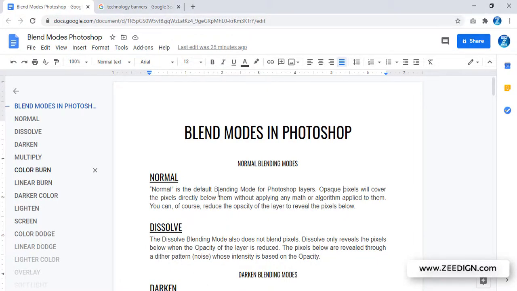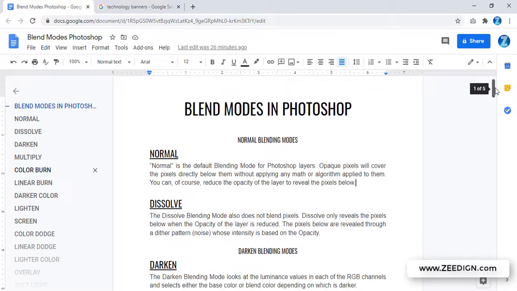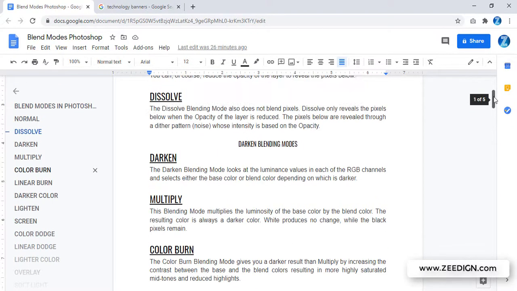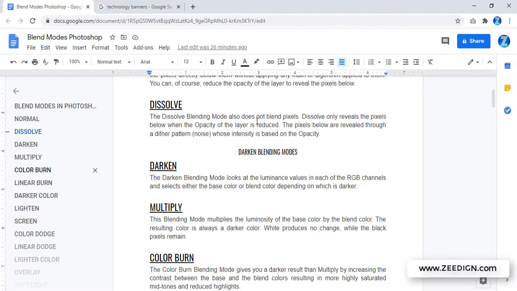Normal is the default blending mode for Photoshop layers. Opaque pixels will cover the pixels directly below them without any math or algorithm applied to them. And like I showed you, you can of course reduce the opacity of the layer to reveal the pixels below. No need to focus too much on this definition. This is just for those individuals who are too much into technical stuff, so I am displaying these in case they are interested in the technical terms.